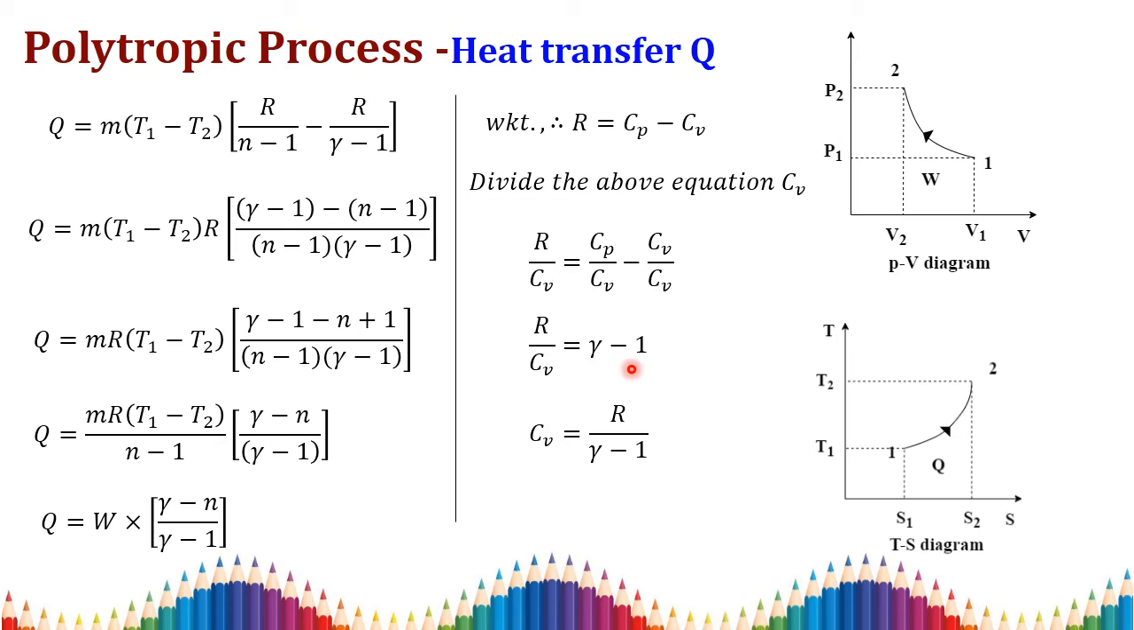So gamma minus 1. So we need to find out Cv. Cv is equal to R by gamma minus 1. So replace this existing Cv. That will be replaced as R by gamma minus 1.